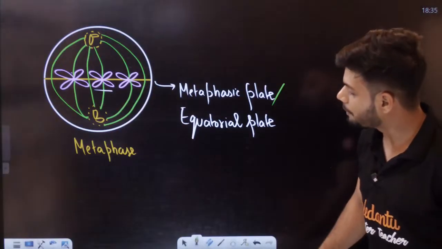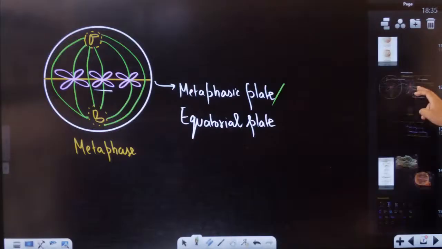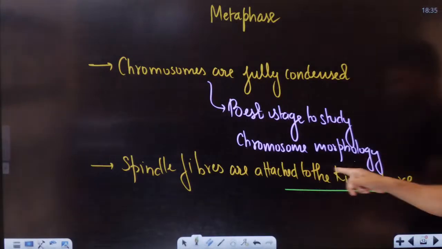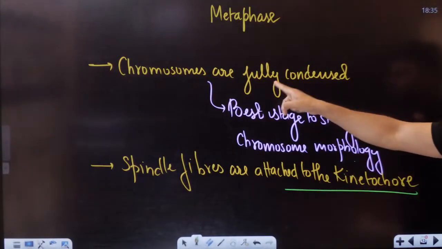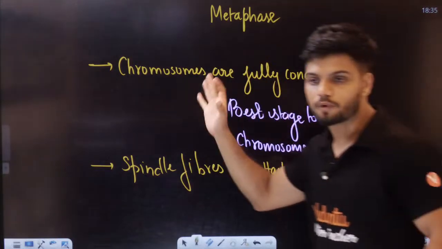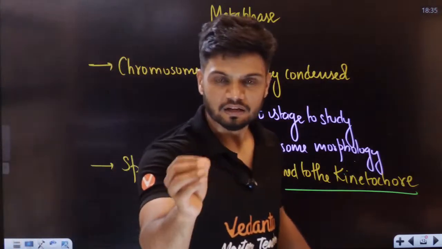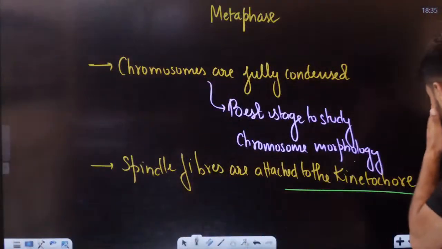Now, what else happens here? All the spindle fibers are attached to the kinetochore, chromosomes are fully condensed, and it is the best stage to study chromosome morphology. With that, your entire metaphase is also over.